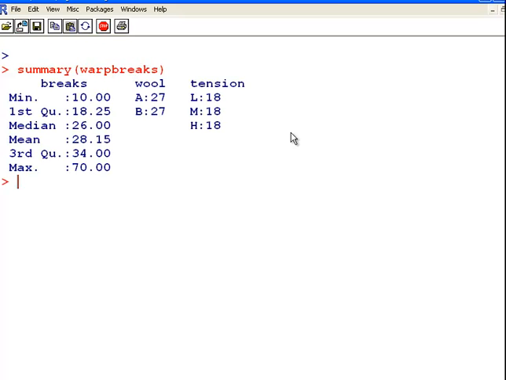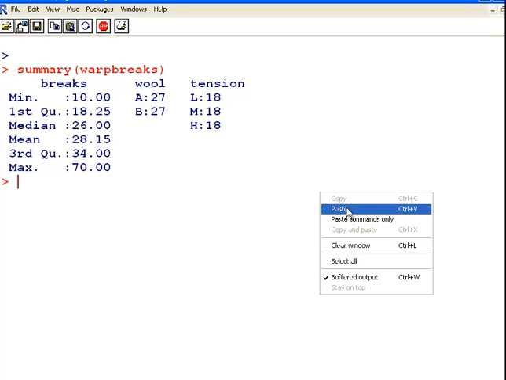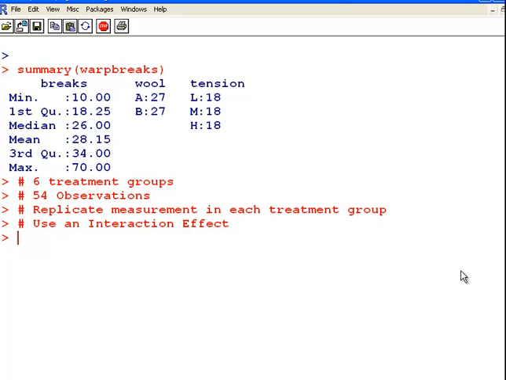There we go. So that's the summary: the numeric variable breaks, and we have two categorical variables, wool and tension. There are two levels of wool, A and B, and three levels of tension, L, M, and H: low, medium, high. Now, I'm going to paste some notes here written on the side. We have six treatment groups, so there are six possible combinations between wool and tension: AL, AM, AH, BL, BM, BH.